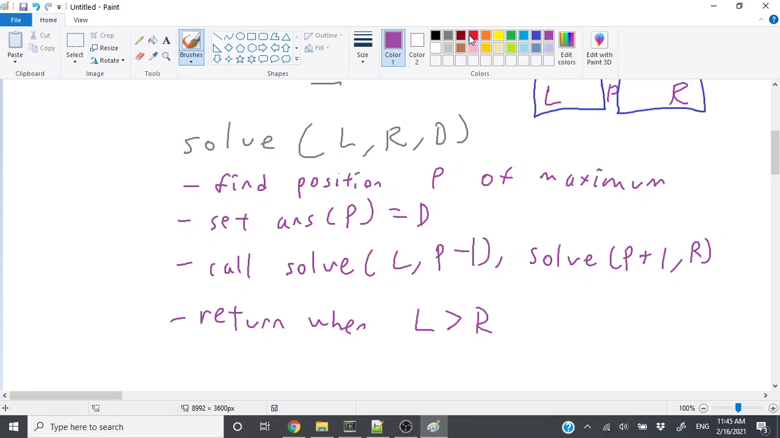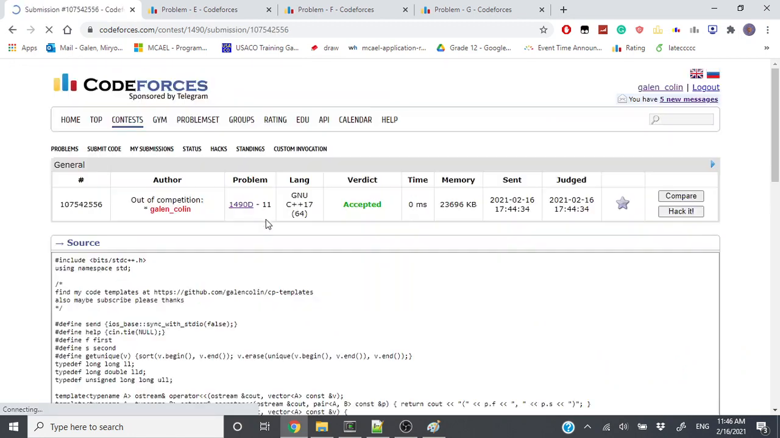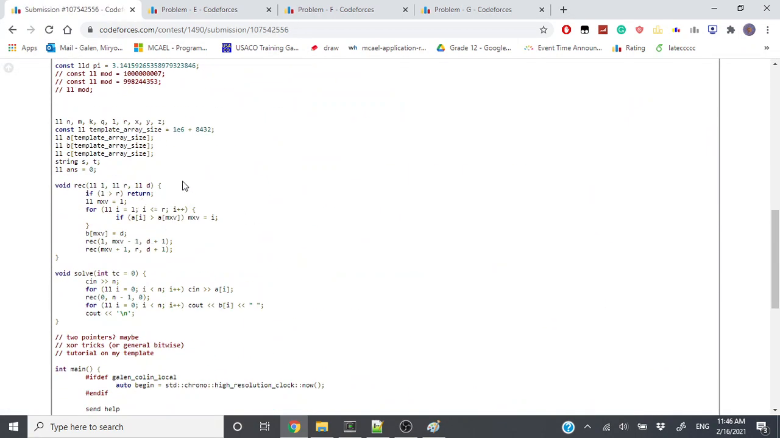So really, it's just implementation. We're going to find the maximum, set the answer to that current depth. Oh, and actually this should be and then depth plus 1. We increment the depth both times because now we're going deeper. So then this would be solve for P plus 1, R, and also depth plus 1. But yeah, in the code, we're just doing that. We do this: if L is greater than R, return. Otherwise, find the index of the maximum, set the depth to that, and recurse. And that's it.